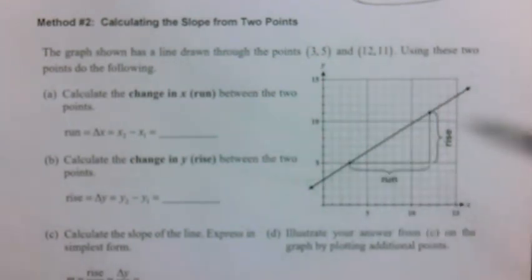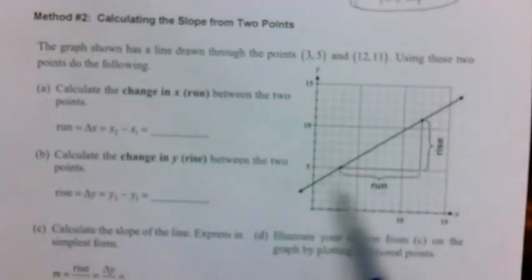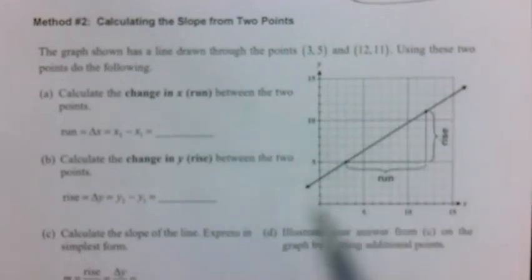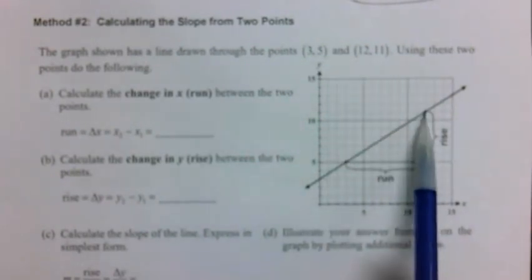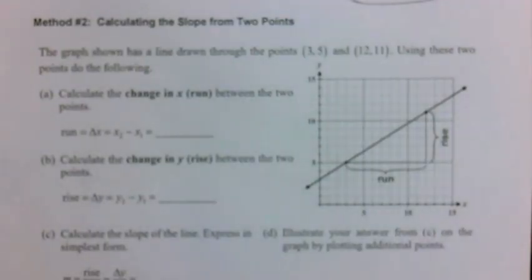So here is a graph of a line. The line is increasing as we move from left to right, so the slope here is going to be some positive number. And I know that the point (3,5), which is right here, and the point (12,11) right here, those are 2 points that are on the line. What we're going to do is use those 2 points, and we're going to do a few things with them.